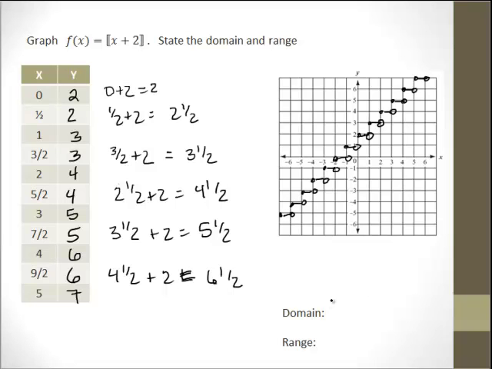What's the domain of this function? And what's the range? All the integers.